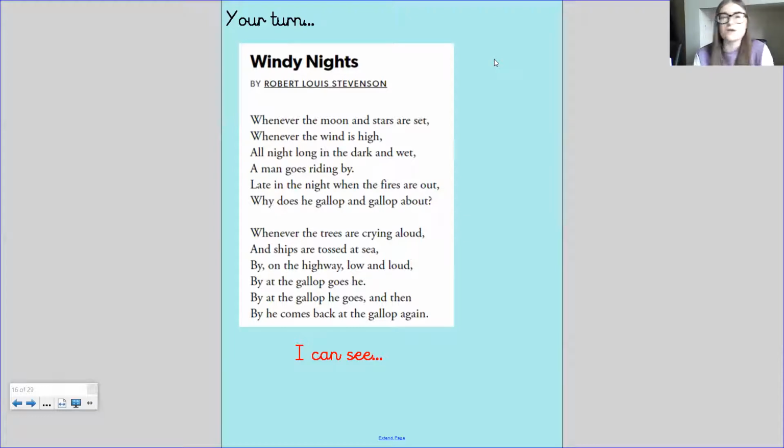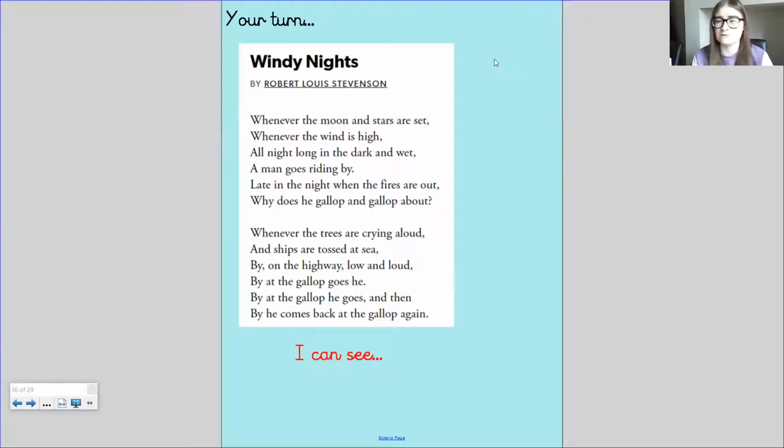Whenever the moon and stars are set, whenever the wind is high, all night long in the dark and wet, a man goes riding by. Late in the night when the fires are out, why does he gallop and gallop about? Whenever the trees are crying aloud and ships are tossed at sea, by on the highway, low and loud, by at the gallop he goes.